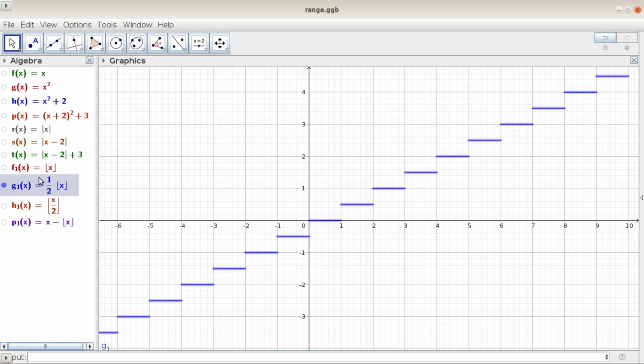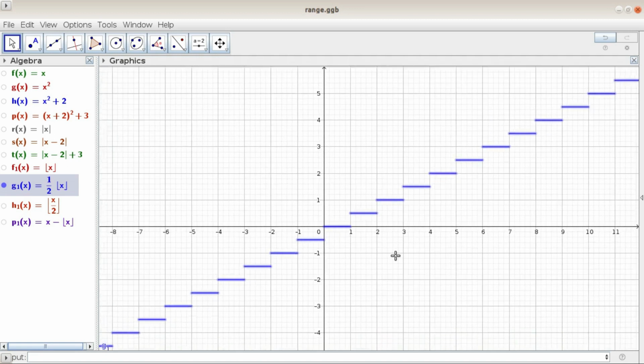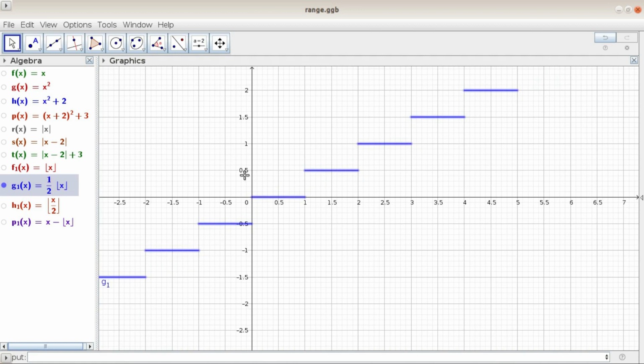Now consider the function 1 by 2 into floor x. Domain is set of all real numbers. And here y value is 0, here 0.5, 1, 1.5, etc. Y value is 0.5. Here y value is 1.5. Here it is minus 0.5, minus 1, minus 1.5. So here domain is R, range equal to etc., minus 1, minus 0.5, 0, 0.5, 1, 1.5, etc.